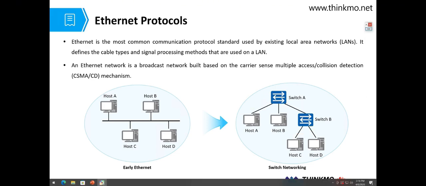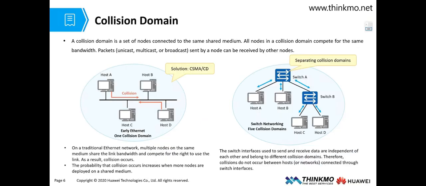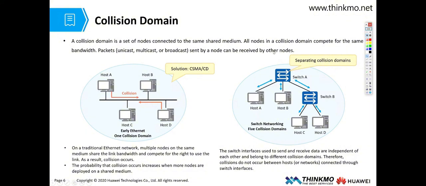Here, we mentioned a collision domain earlier. What is a collision domain? A collision domain refers to a group where I connect to the same device, and all these nodes within this collision domain compete for the same bandwidth, meaning we all use this same bandwidth to compete. Why? Each node sends packets such as unicast, multicast, or broadcast, which can actually be received by other nodes. Even if I send a unicast, because we are in a collision domain, everyone else can receive my unicast, and there's nothing I can do about it.